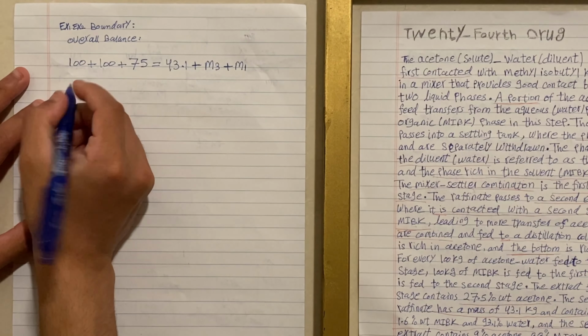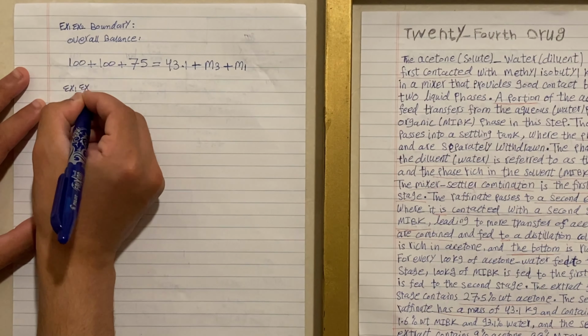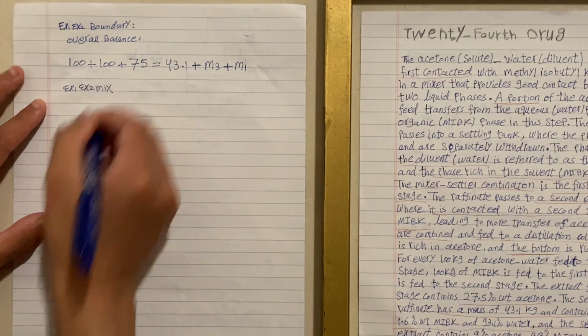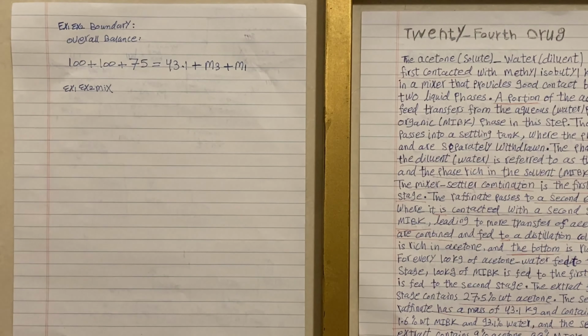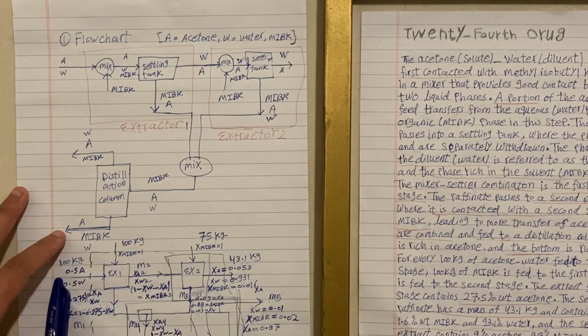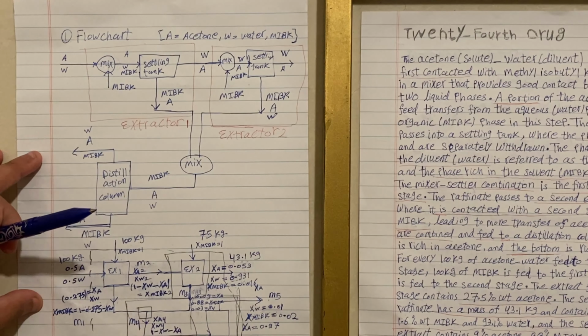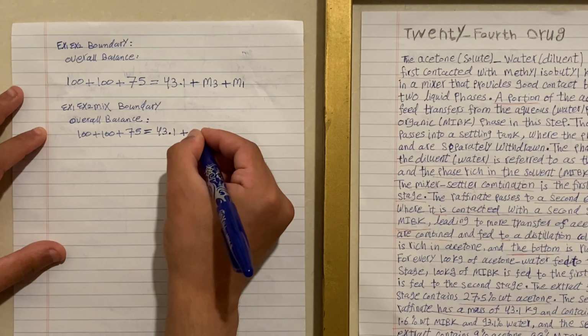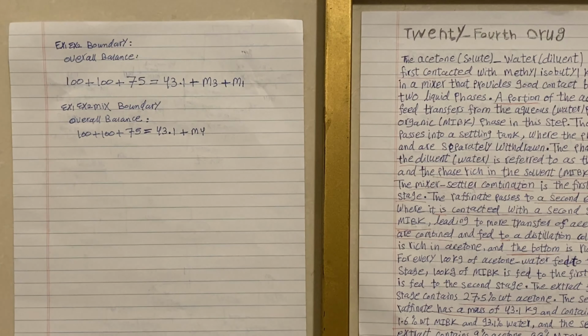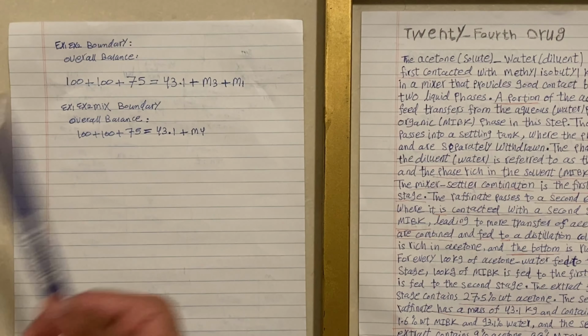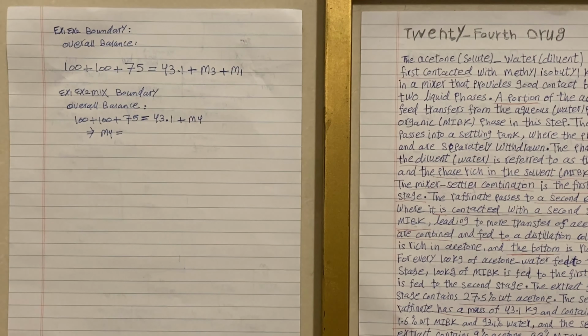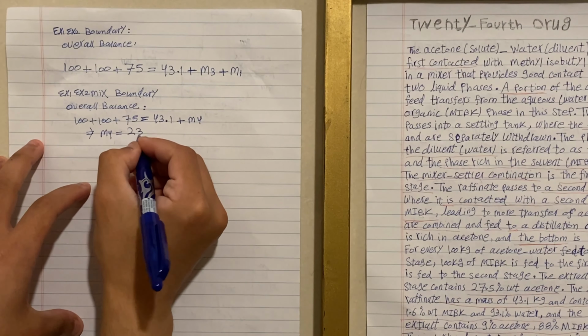Let's do boundary around X1, X2, and mixer. Remember, we did degrees of freedom analysis and we found this also having degrees of freedom 0. We have 100, 75 will equal to 43.1 leaving. We have also M4 leaving, plus M4, the overall boundary. Notice the wonderful thing here. The only unknown you have here is M4. If you do overall balance on the X1, X2, mixer boundary, the answer is 231.9.